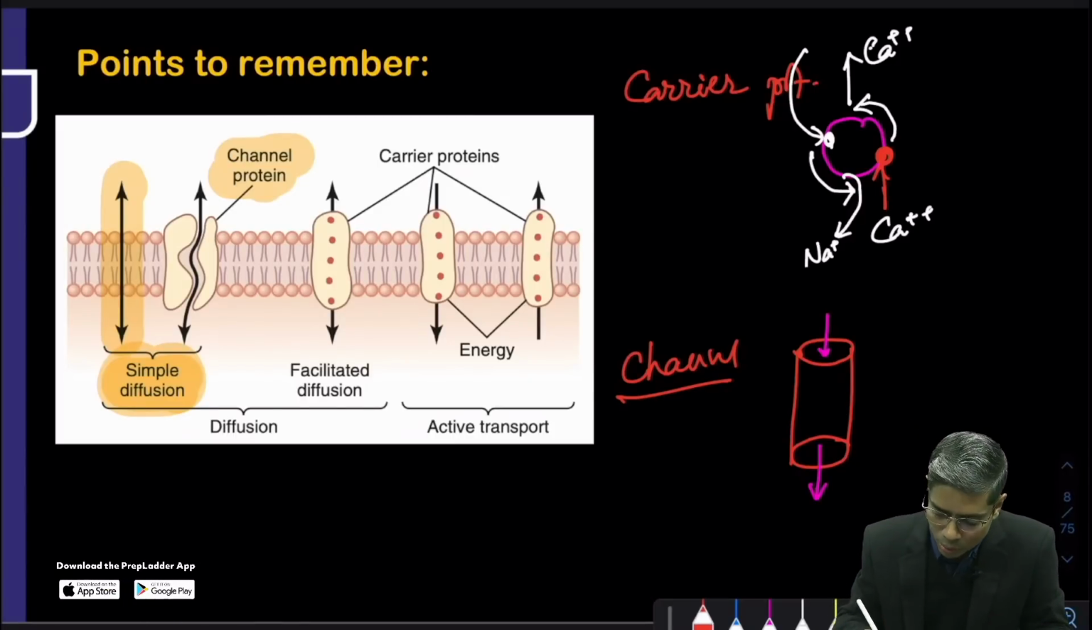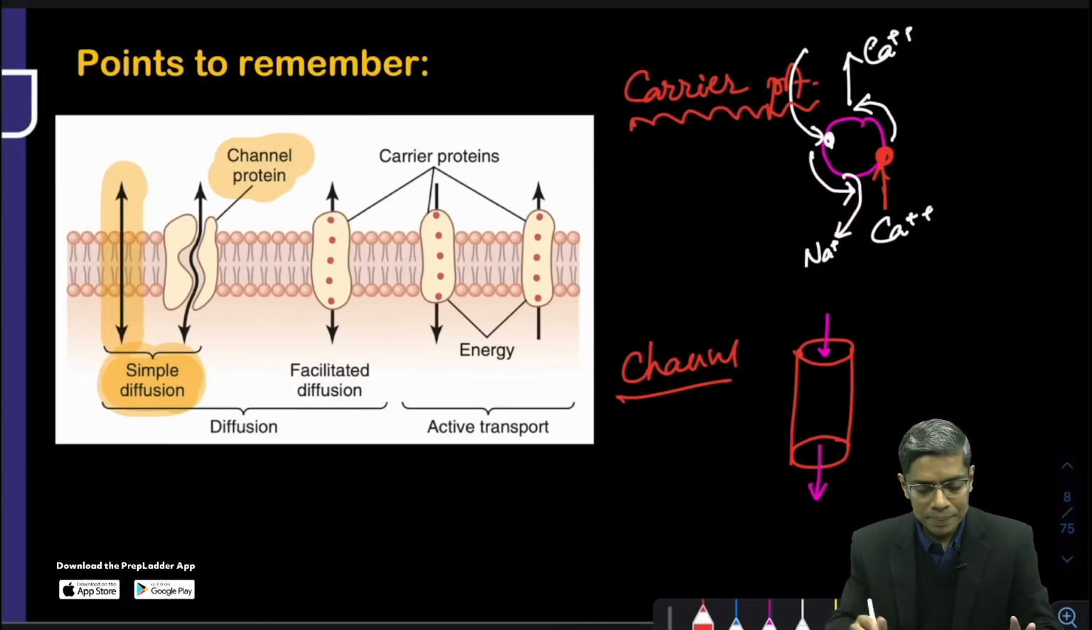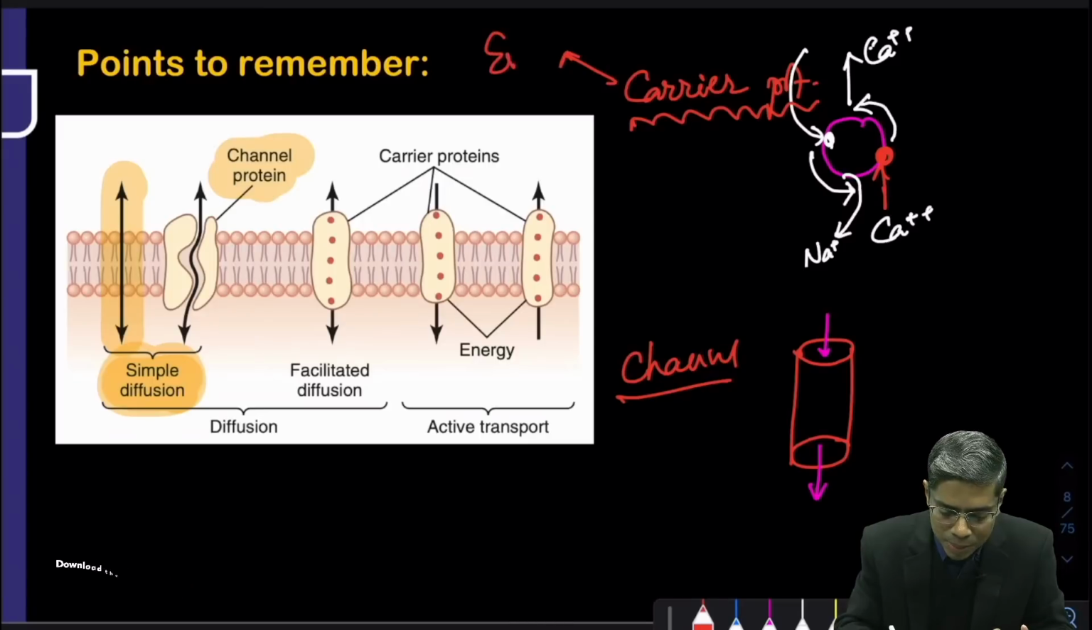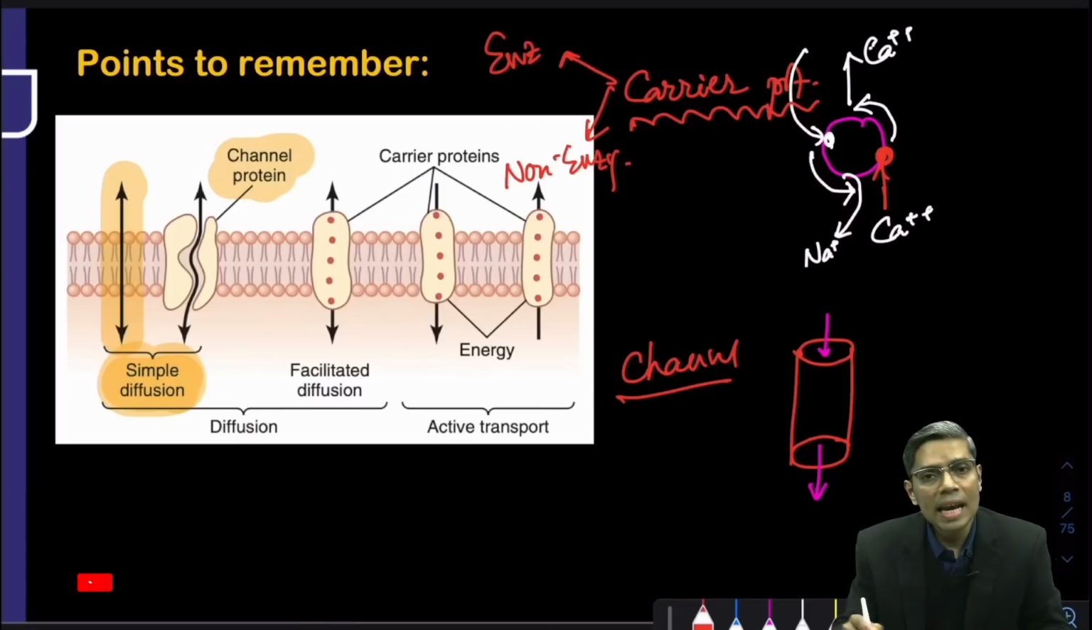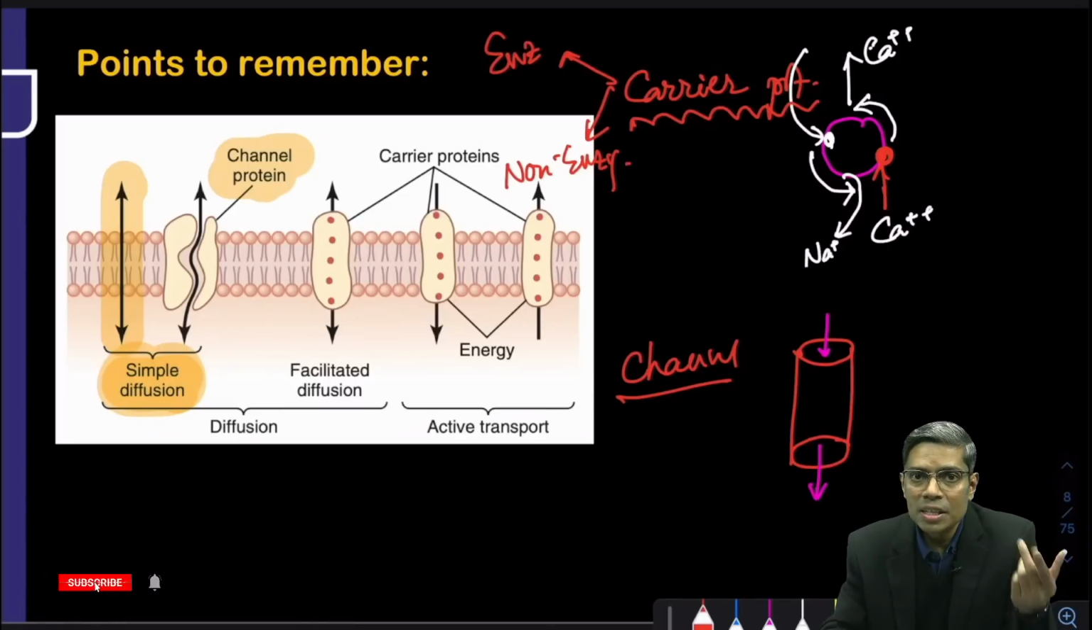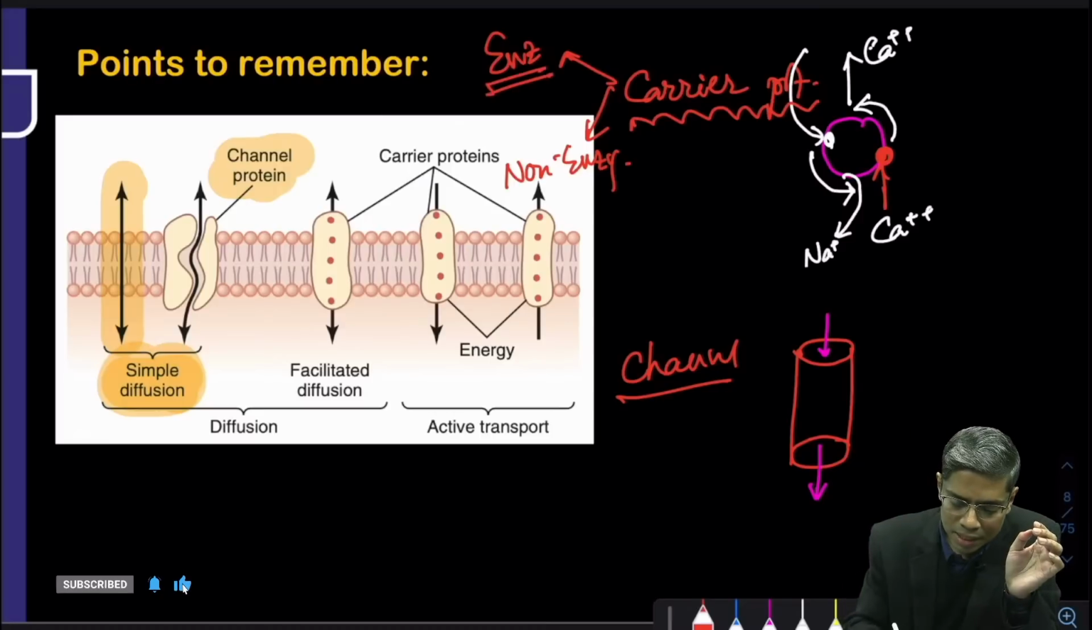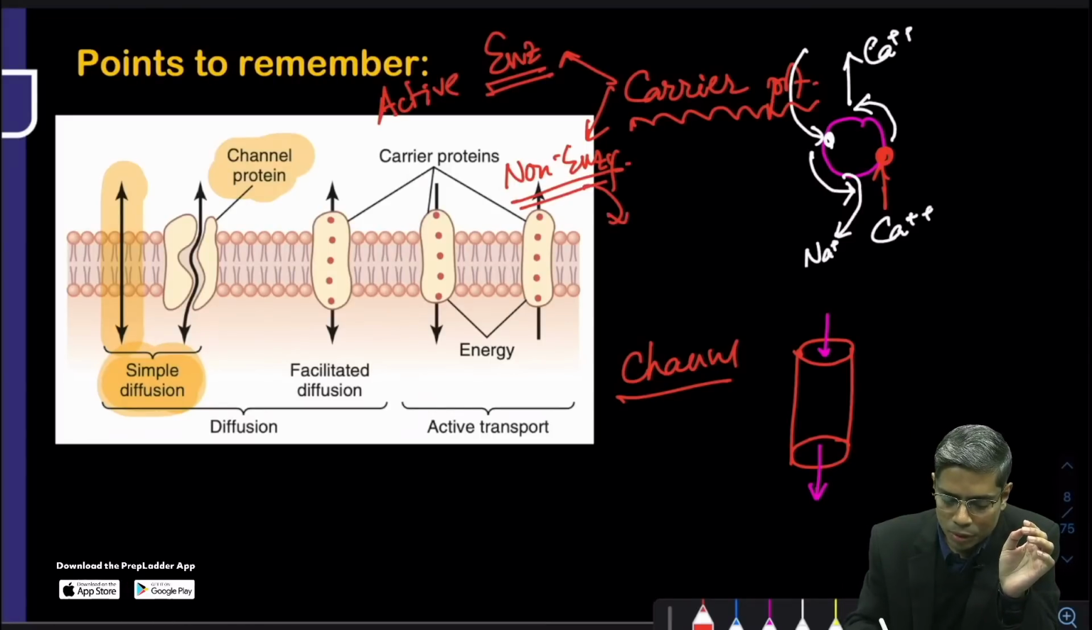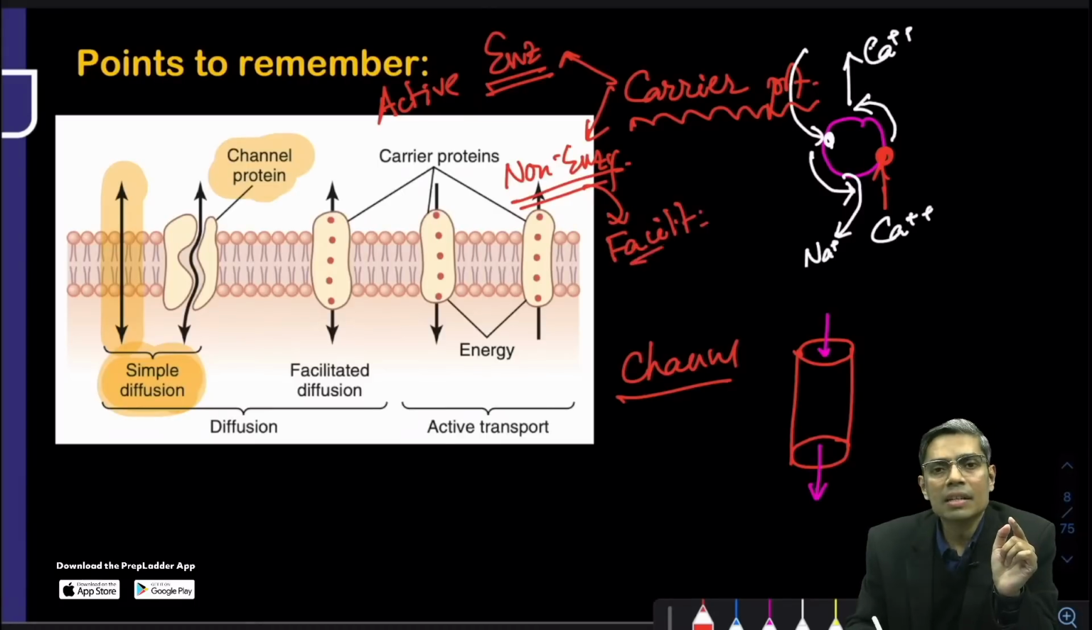So whenever carrier protein mediated transport is occurring, it can be energy dependent, or it can be non-energy dependent. So a carrier protein can be involved in both energy dependent and non-energy dependent processes. If it is energy dependent, then it is active, and if it is non-energy dependent, obviously it is passive, but this passive is nothing but facilitated diffusion.